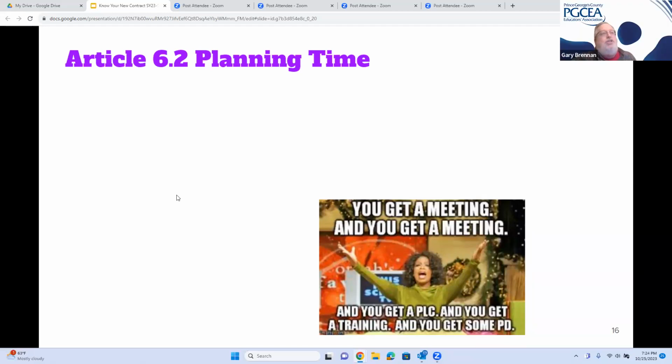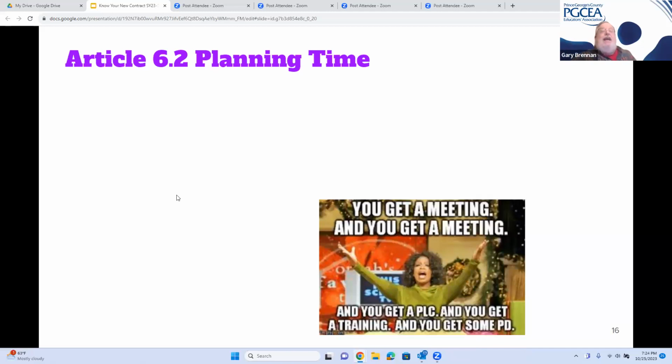If it is during your planning time, then yes, you should be compensated for that. If it's not during your planning time, then you would not be compensated for that. And if you're not a classroom teacher, you need to look at your schedule. You should still have 45 minutes of your directed time, or you're not assigned different tasks. So you have to take a look at your schedule.